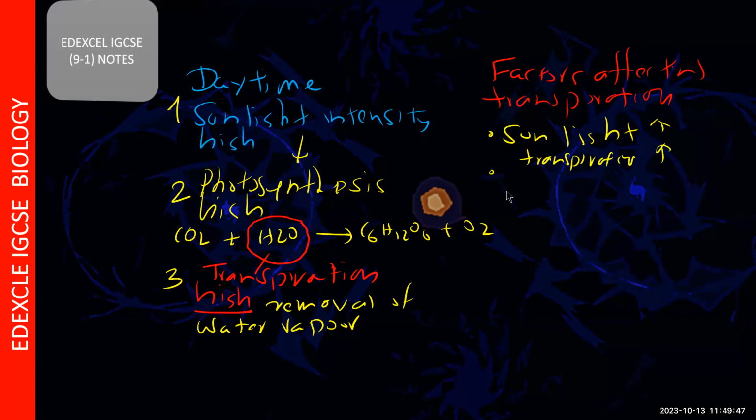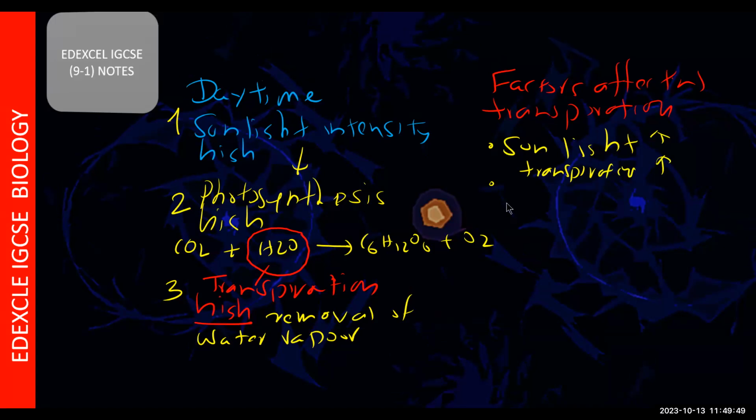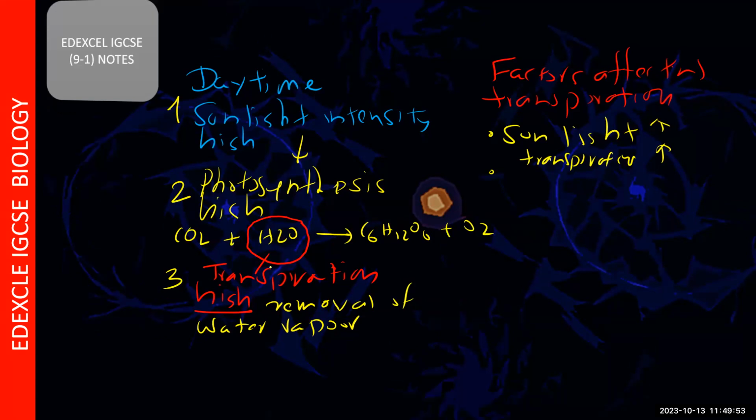So sunlight intensity high, transpiration high. Then another one is wind. We can explain that like this: when the wind blows, it takes water vapor away from the leaf. So when the wind level is going higher, then the transpiration is higher because it removes water vapor and new water molecules can come out. So wind high, transpiration high.